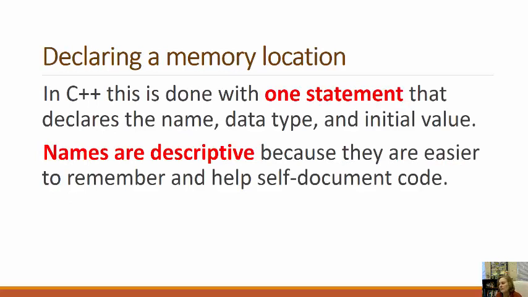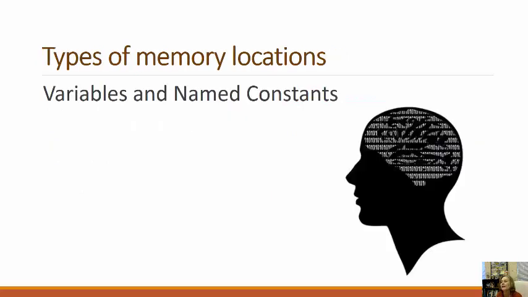So you're going to be declaring a memory location. In C++, this is done with one statement that declares the name, the data type, and the initial value. Names can be descriptive, but they do have rules that we're going to have to follow. In other words, you can't have a name with spaces in it. So there's going to be rules, but lots of people use descriptive names because they're easier to remember, and also they help self-document code.